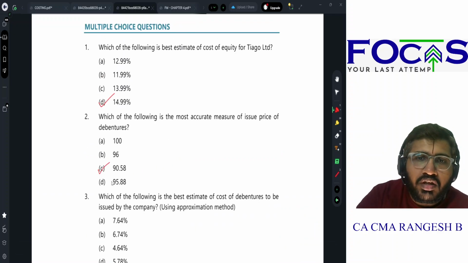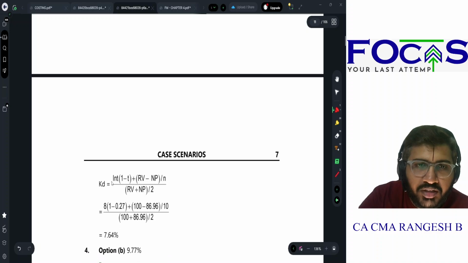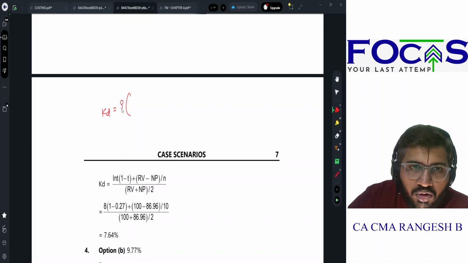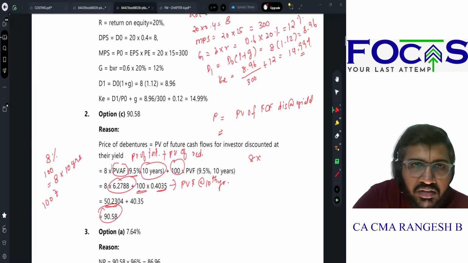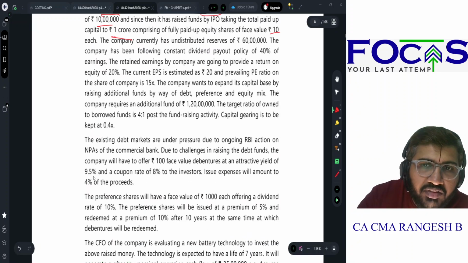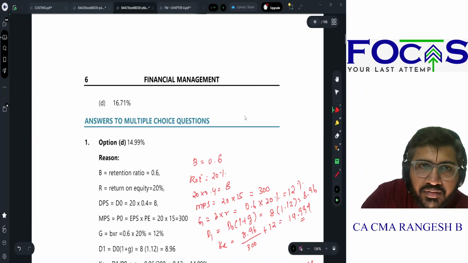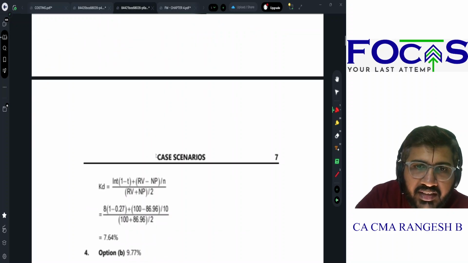Answer C. Approximation method. What is the cost of debentures? Approximation method na idhaan. So Kd is equal to interest evvalo? 8 rupees, 1 minus 0.27, plus redemption value is going to be 100. Net proceeds evvalo irukkum? Net proceeds will only be 96%. Yen sir? 4% vandhu issue cost irukku. So 90.58 into 96% gives you 86.96.